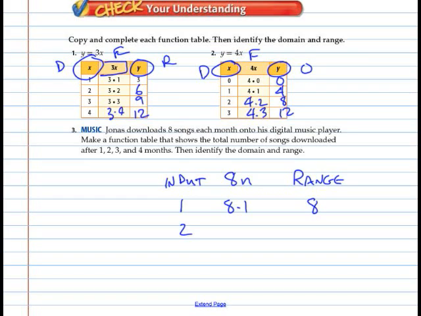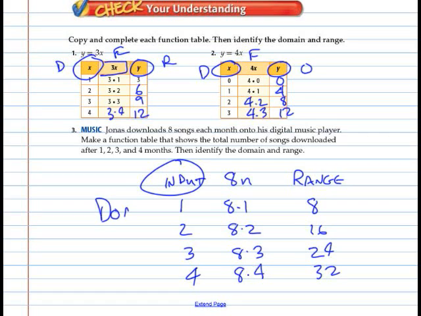So for 1 month, it's 8 times 1, which is 8. For 2 months, 8 times 2 is 16. 3 months, 8 times 3, which is 24. 4 months, 8 times 4, which is 32. Domain, input. Range, output. Function rule.